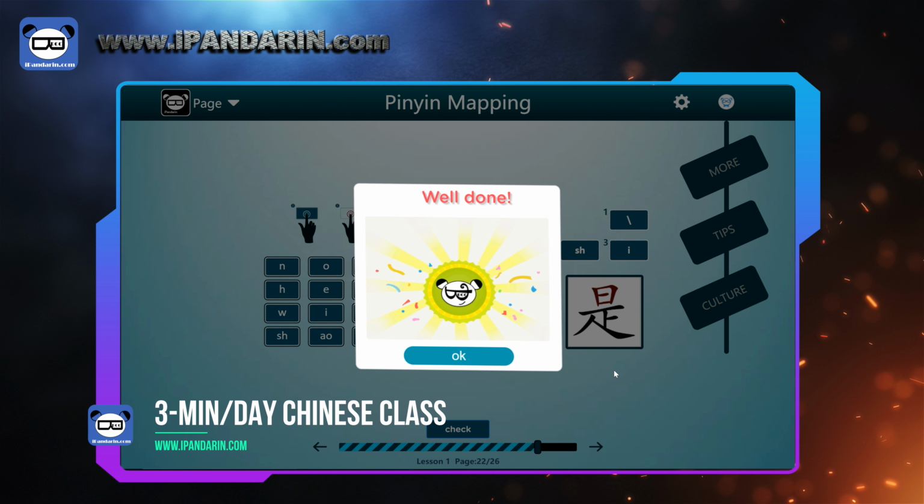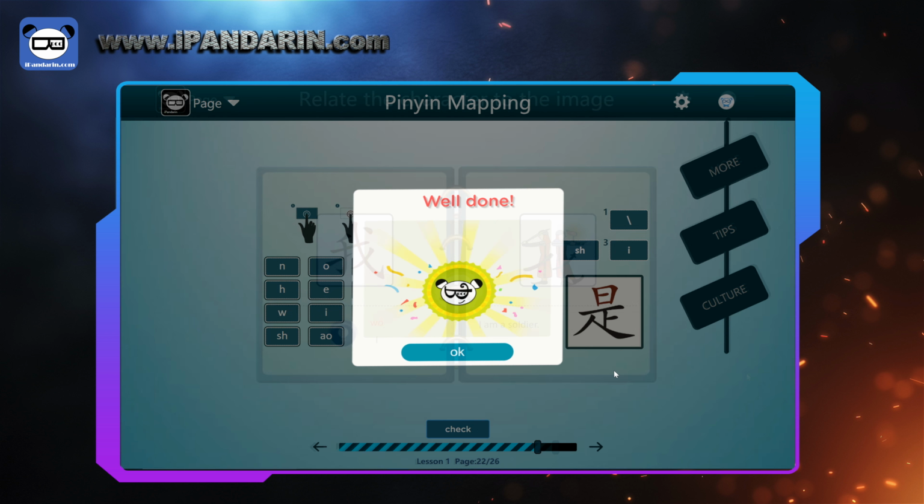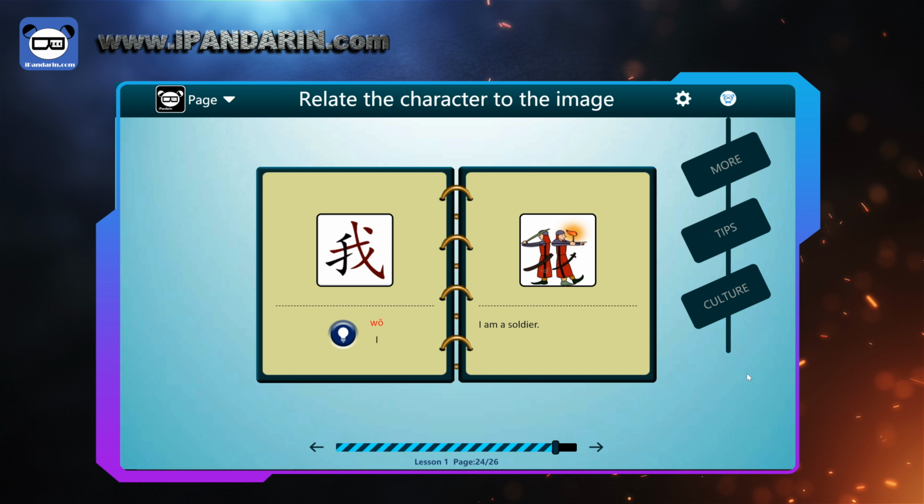Now I believe you all can pronounce them like a native speaker. Let's move on. In the last minute, let's learn how to write this character 我, which means I, together. Okay, first let's compare the character with the picture on the right side. They look quite similar, right? Well, how? The character 我 looks like two soldiers standing back to back.